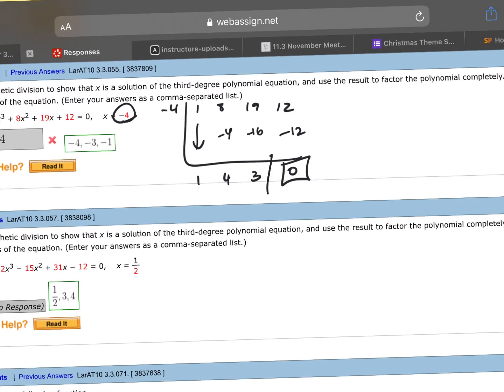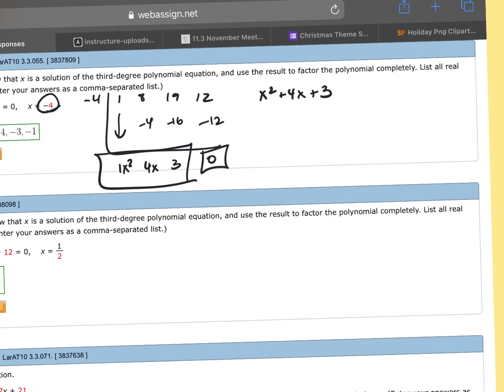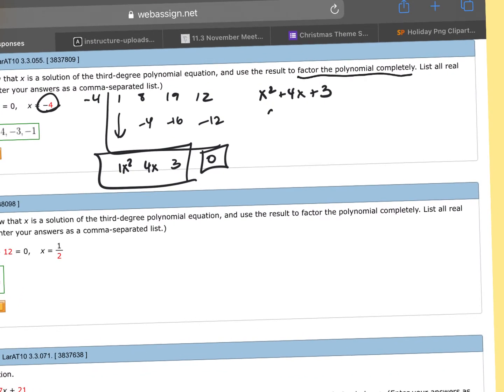Then I've got to take what's left here, right? The 3 doesn't get anything. The 4 gets the x, and the 1 would get the x squared. So this would be x squared plus 4x plus 3. This actually said use the result to factor completely. I can keep factoring that into x plus 3 and x plus 1.